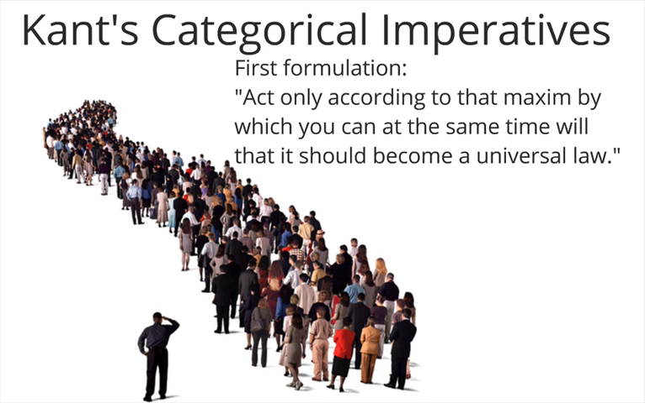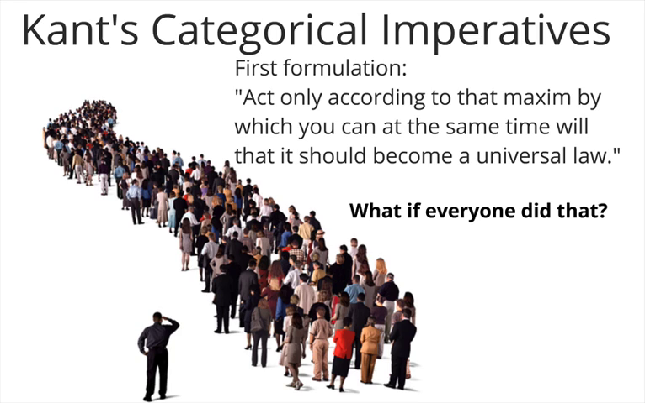So the first formulation of Kant's categorical imperative is act only according to that maxim by which you can at the same time will that it should become a universal law. Now, perhaps you've heard your mother say, what if everyone did that? This is sort of what is being implied here by Kant. He's saying if it doesn't logically make sense that your action that you are saying is an ethical action could be made dispositive, meaning that it could be enforced or imposed upon everyone automatically, then perhaps it's not what you would consider the best ethical action.